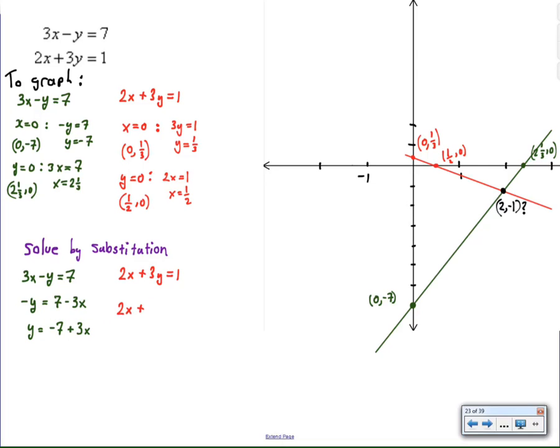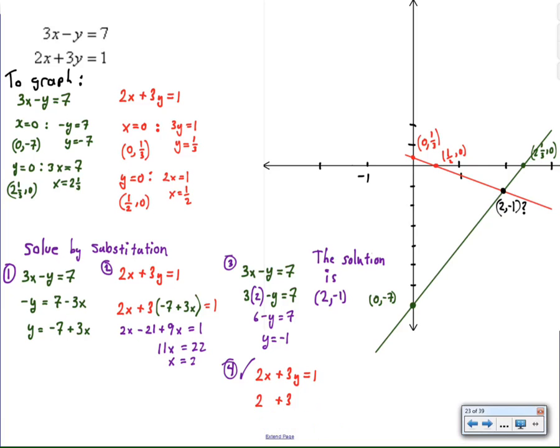Step 2. Take the second equation. Wherever there was a y, you replace it with its equivalent expression. Y is equal to -7 plus 3x, so instead of 2x plus 3y equals 1, I'm going to write 2x plus 3(-7 plus 3x) equals 1. The rest of this is rudimentary algebra. We distribute the 3, collect like terms, and divide. That shows me that x equals 2. So now, oops, wow, that was fast.